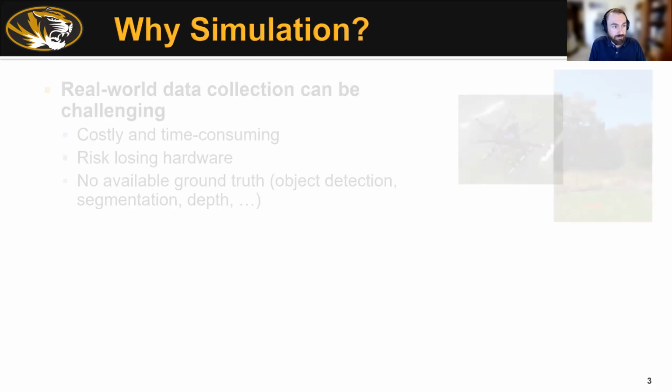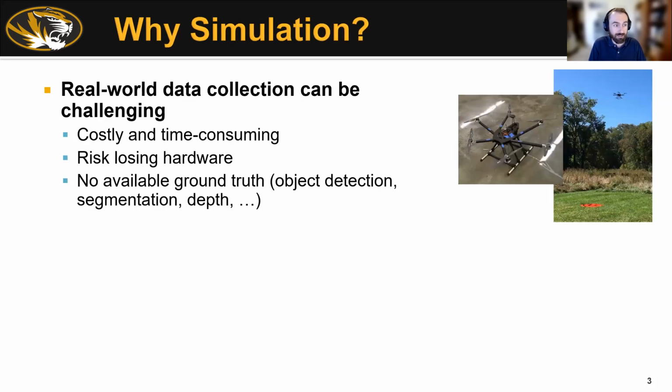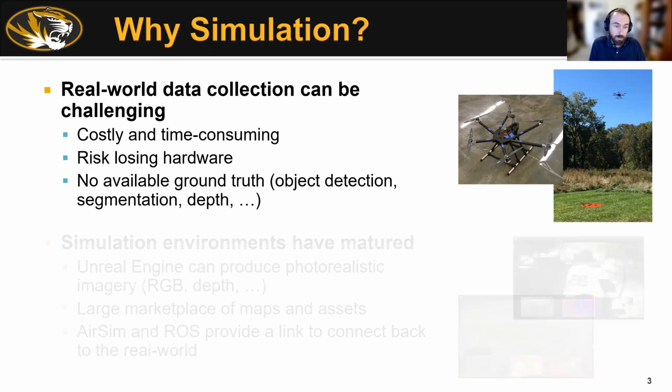And why simulation? Real world data collection can be pretty challenging. It can be costly and time consuming. You risk losing your hardware if you crash, and there's usually not ground truth available directly. So you'd have to manually label objects. You don't have depth information precisely available to you. One of our previous papers discussed a platform that we tried to build from scratch to give us all of this autonomous control and a lot of capability. And there's a lot that goes into that.